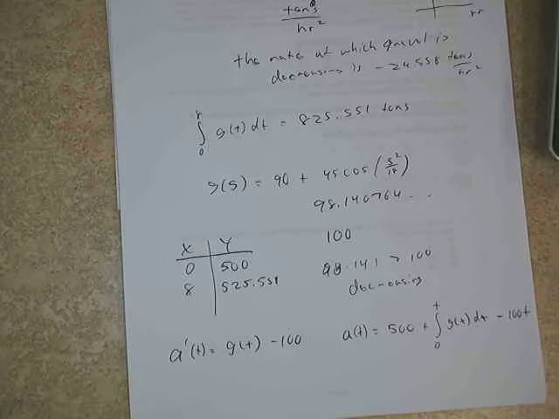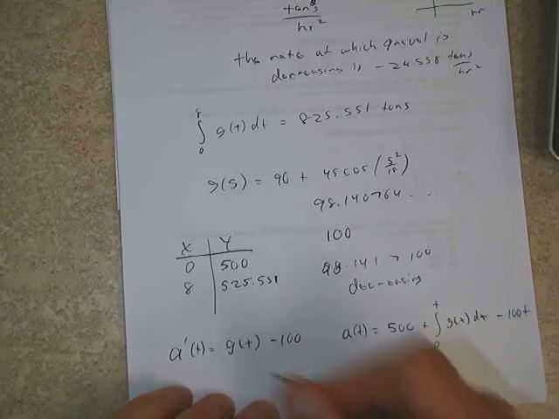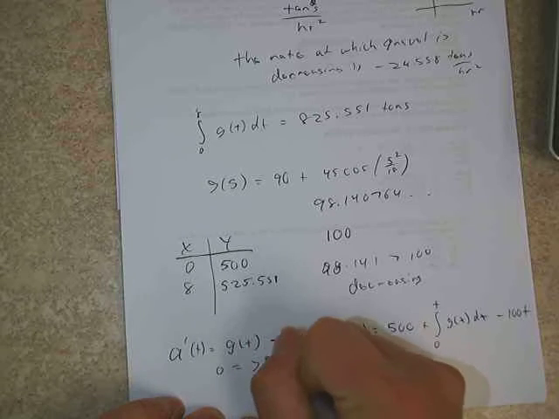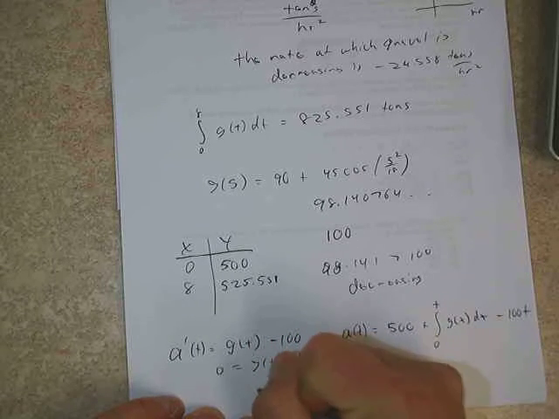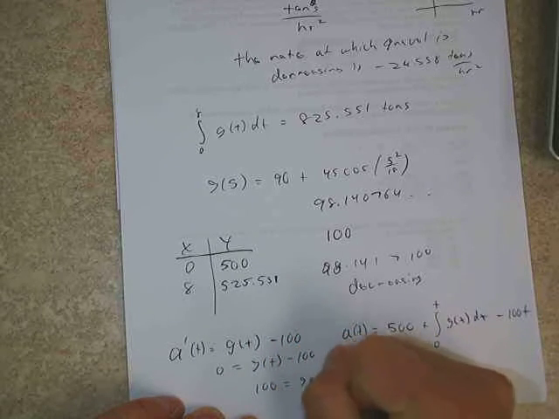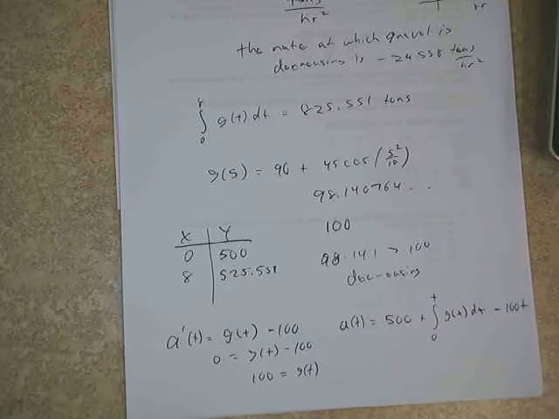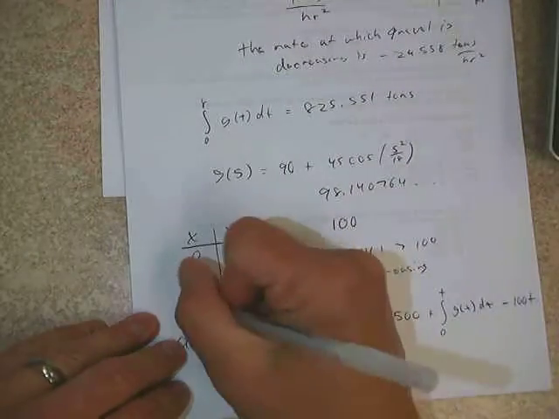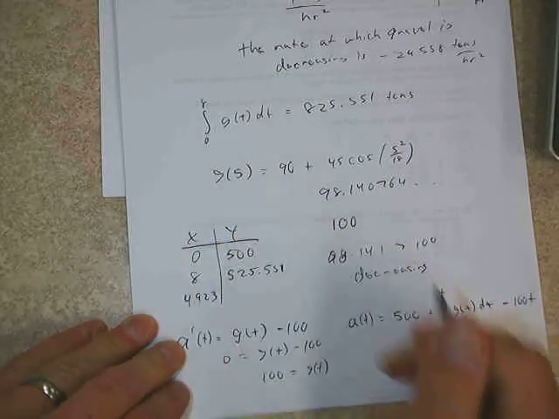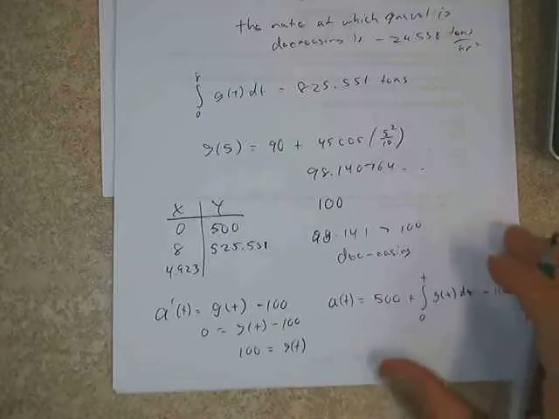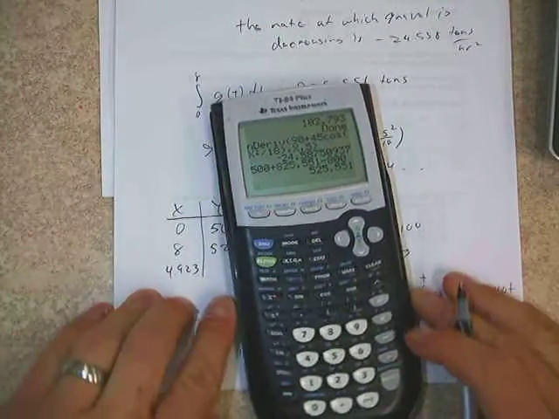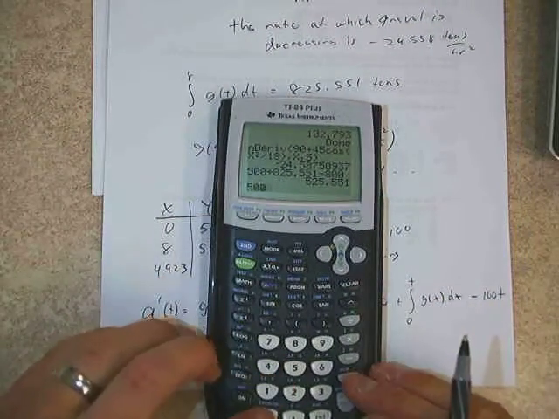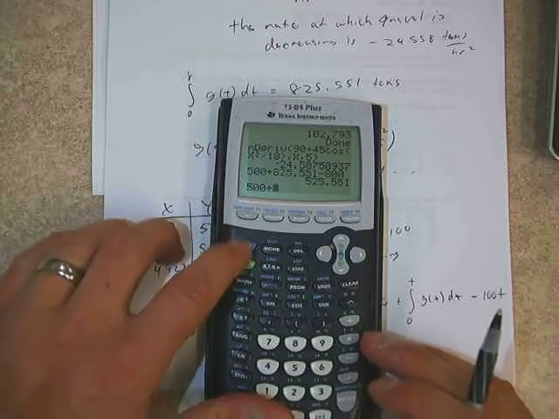And then the other part's going to come from A prime of t being equal to 0. If we do A prime here, that's going to be G of t minus 100. So that derivative would equal 0. If we set that equal to 0, we would want to know when 100 is equal to G of t. Well, we have the G function. So if we set that equal to 100 and solve it, it turns out it's 4.923.